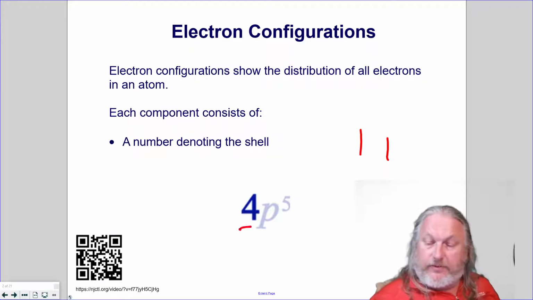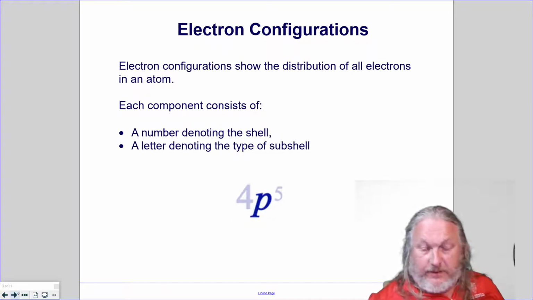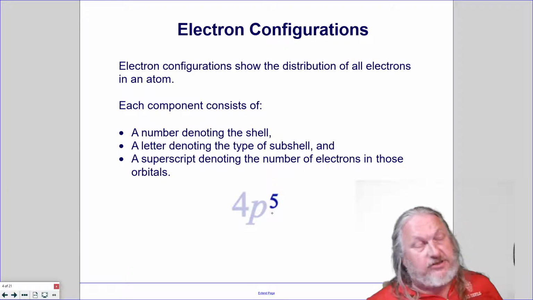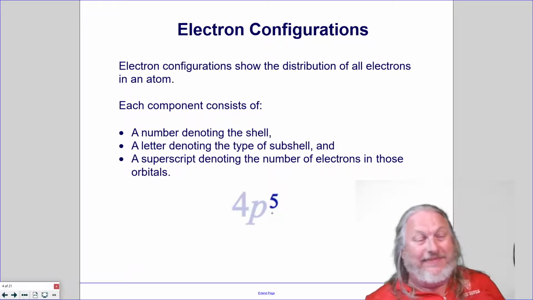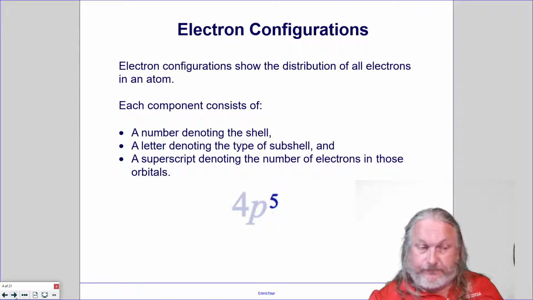There's a number like that. That number shows the shell or the energy level. Then there's a letter like that. That denotes the type of subshell, either s, p, d, or f. Then I have a superscript number that tells me the number of electrons in those orbitals.